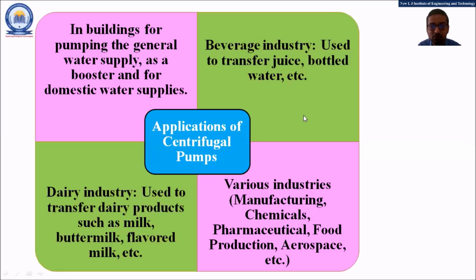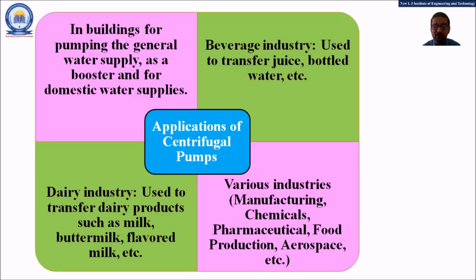So now friends, let us proceed further and understand the applications of the centrifugal pumps. The first application is in the buildings for pumping the general water supply, and the pump is used as a booster device, and also it is used for the domestic water supply. So in the buildings where the water has to be lifted to higher heights, generally we are using the centrifugal pumps. Another application of this pump is in the beverage industry, which is used for transferring the juices or the bottled water.